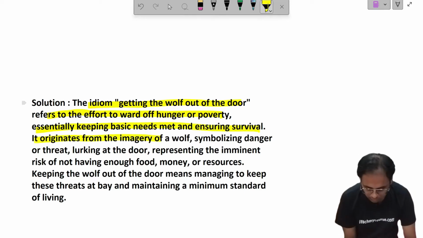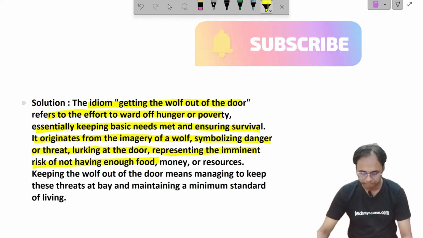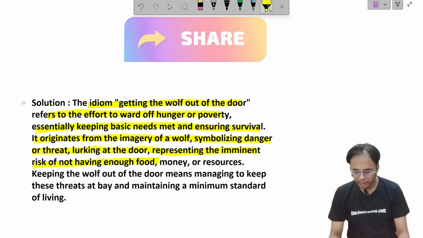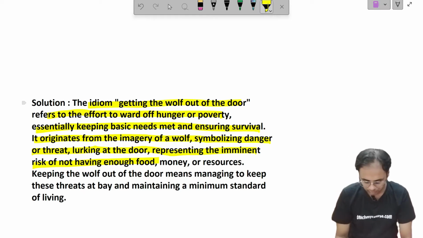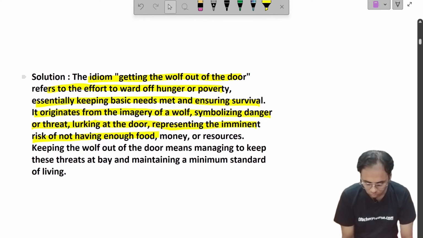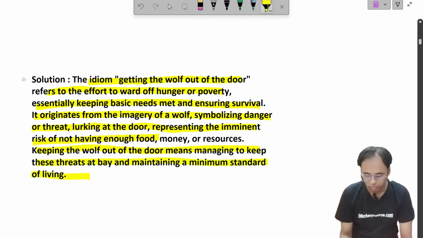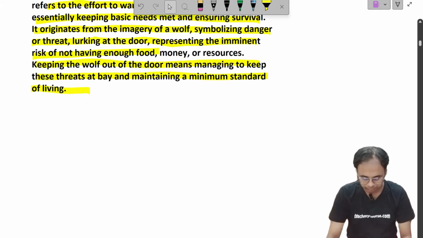It originates from the imagery of a wolf symbolizing danger or threat lurking at the door, representing the imminent risk of not having enough food. Okay, so basically the wolf in the idiom symbolizes danger, representing the imminent risk of not having enough food. Then keeping the wolf out of the door means managing to keep these threats at bay and maintaining a minimum standard of living. Okay, so obviously we got the explanation now. I hope you got a fair understanding of this idiom. Okay, let's move to the next question.